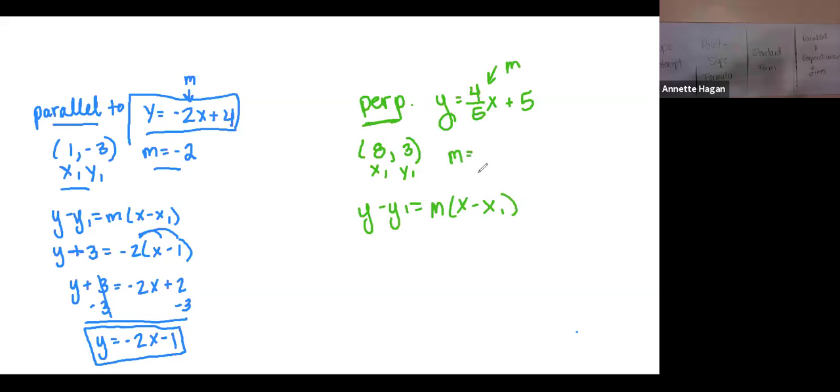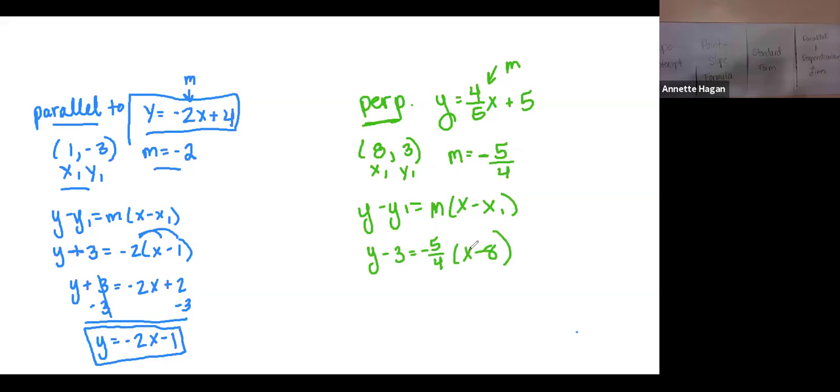So slopes of perpendicular lines are negative reciprocals. So the first line had a positive slope, so my new line is going to have a negative slope. My first line had a slope of 4/5, so my new line's going to have a slope of negative 5/4. That is the negative reciprocal. Okay, I flipped it and I changed the sign. So I have m, I have x1, I have y1. Let's plug everything in. Y minus 3 equals negative 5/4 times x minus 8.